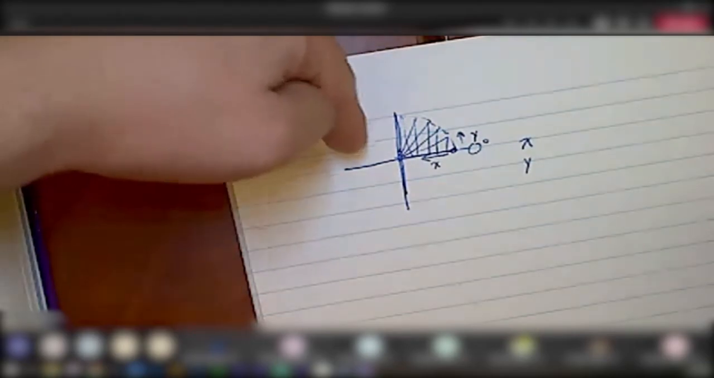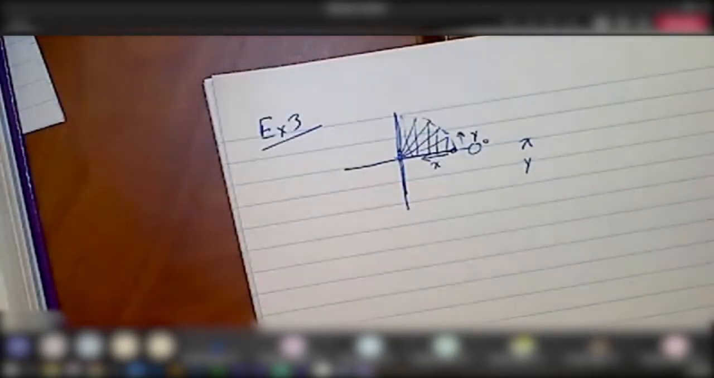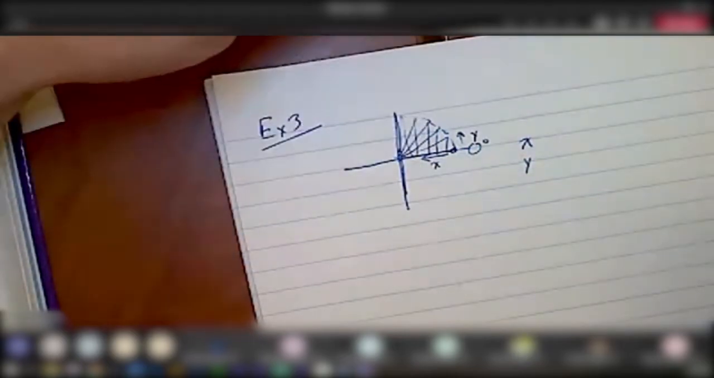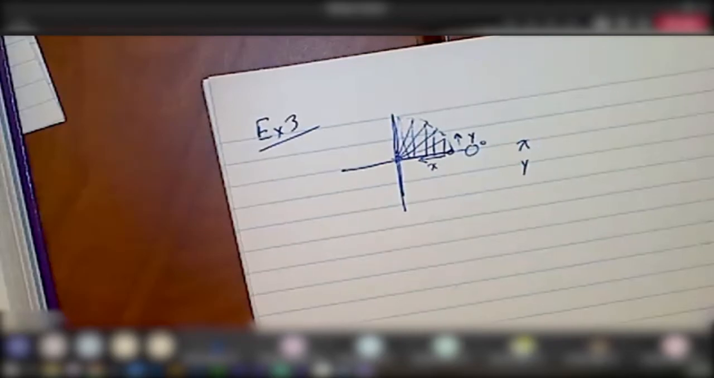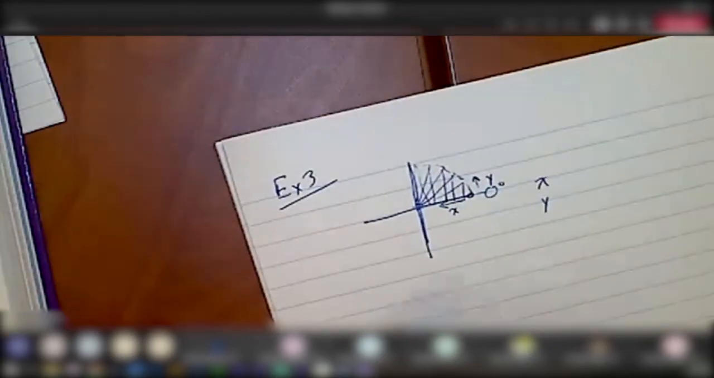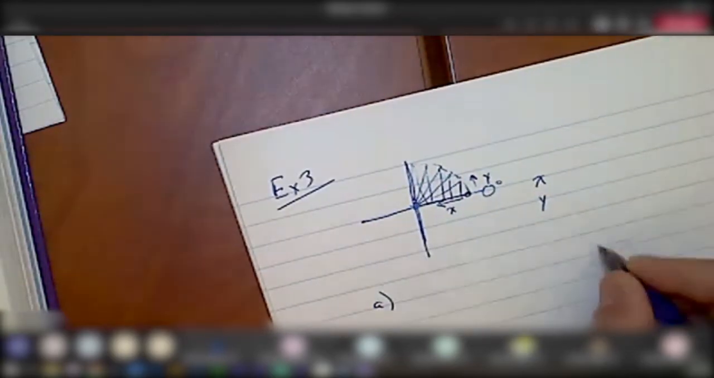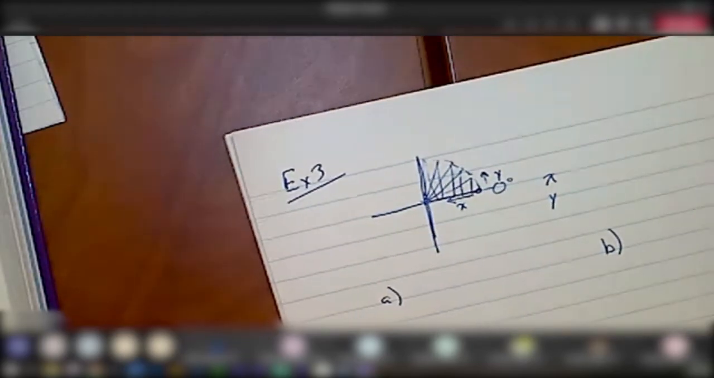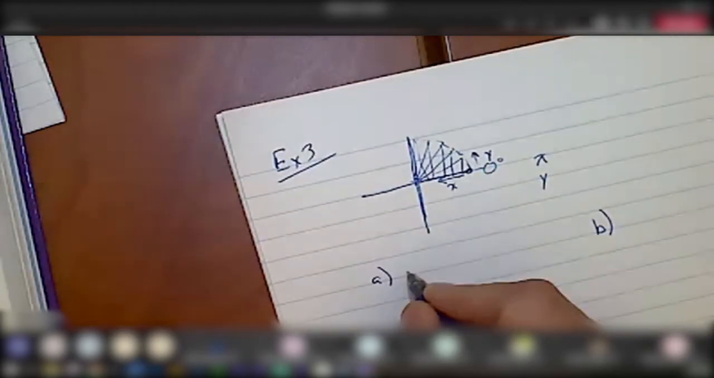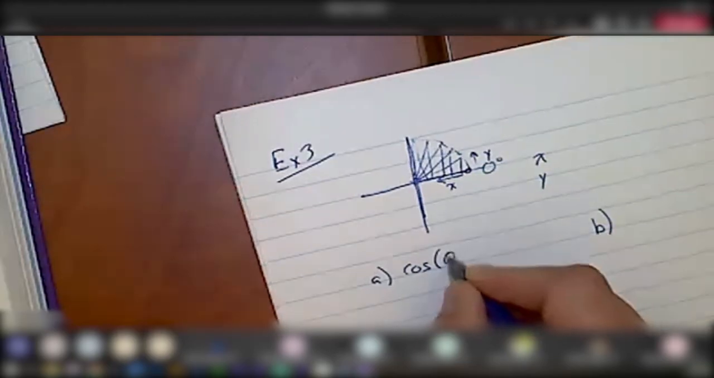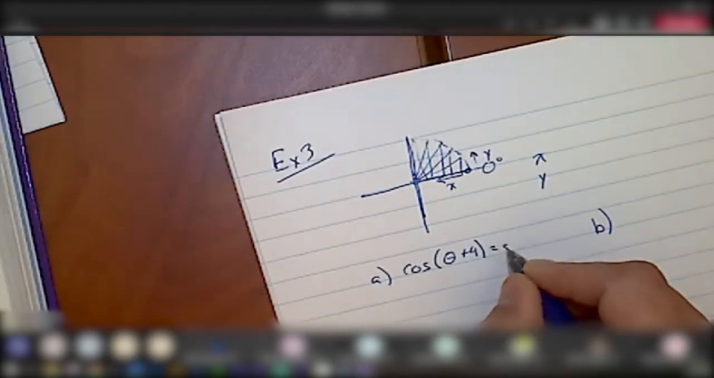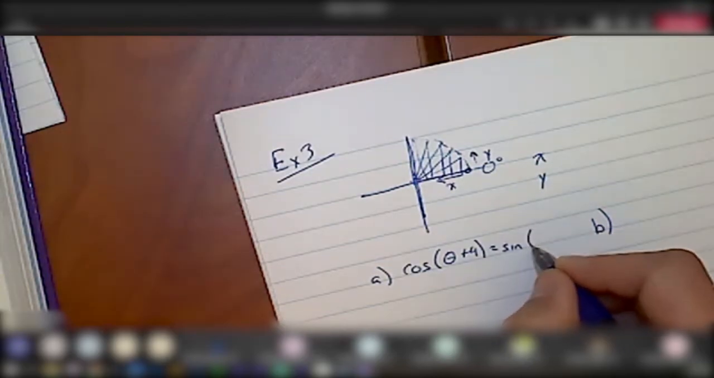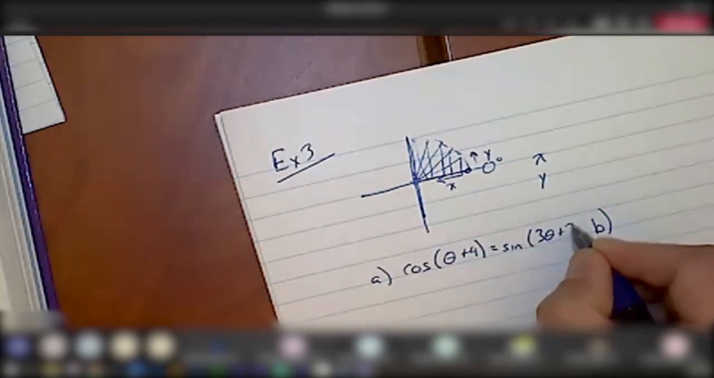Like usually your triangle is longer than it is tall, so it has a bigger x value. Or, it's taller than it is wide, so it has a bigger y value. So when we look at example 3, there's an A and a B. So example 3a says cosine of theta plus 4 equals sine of 3 theta plus 2.